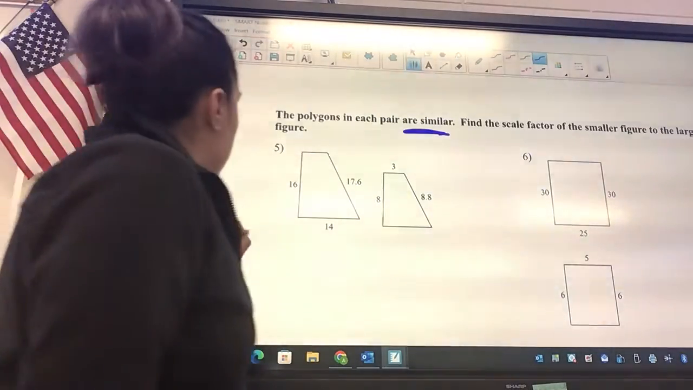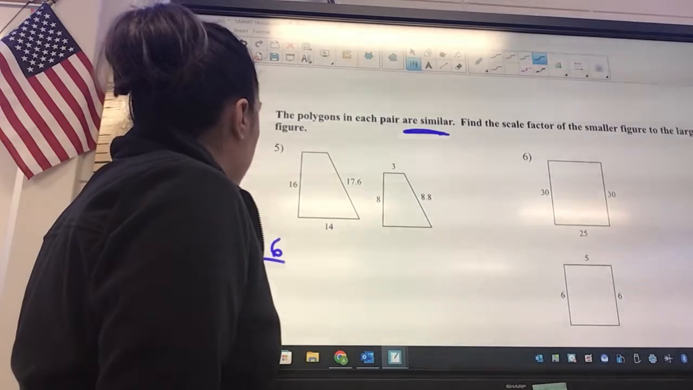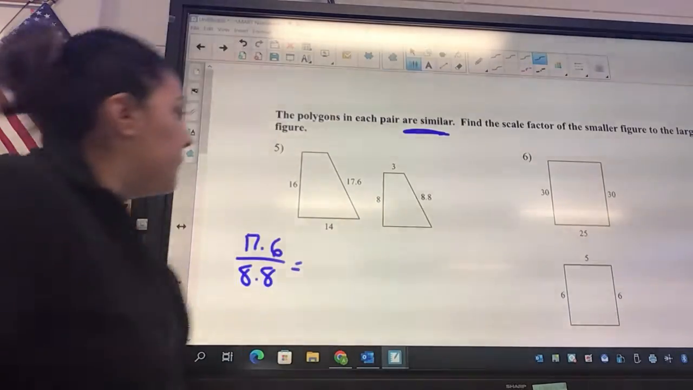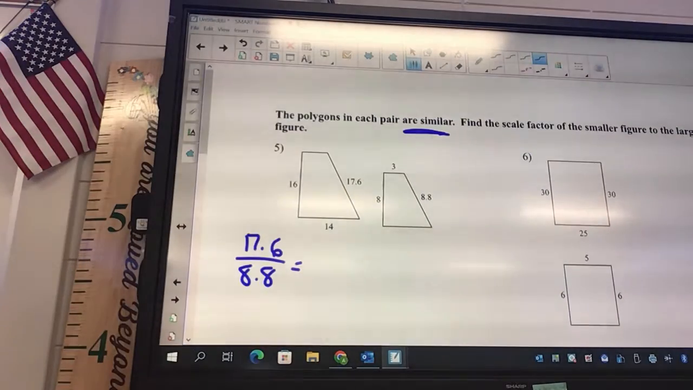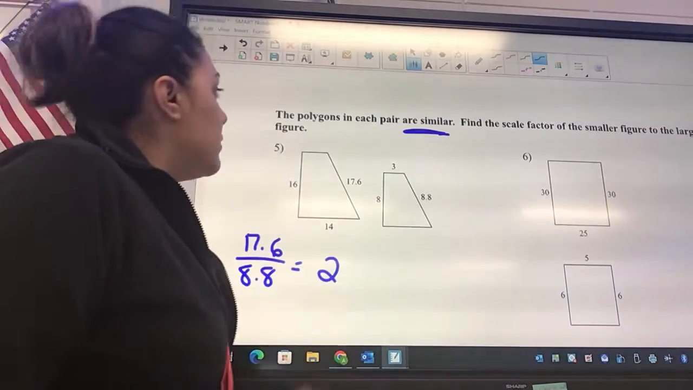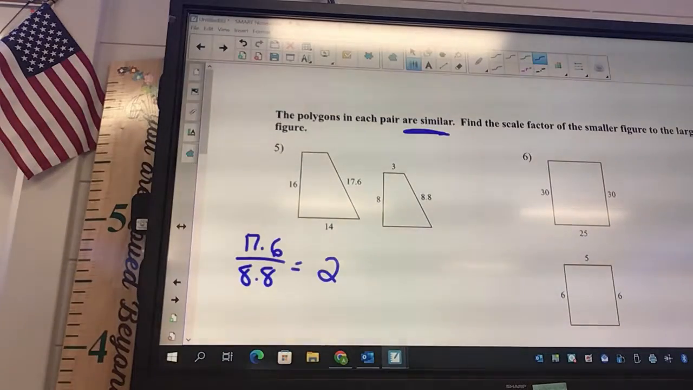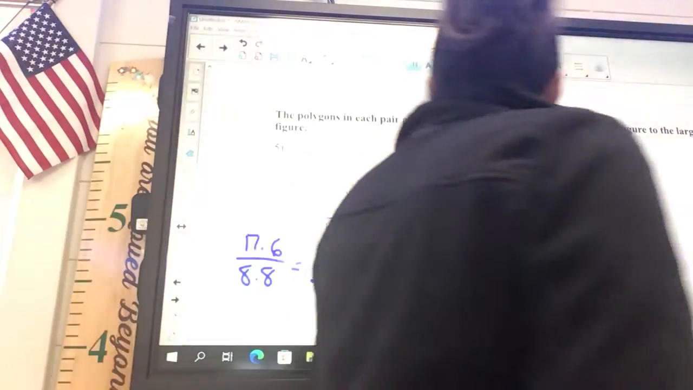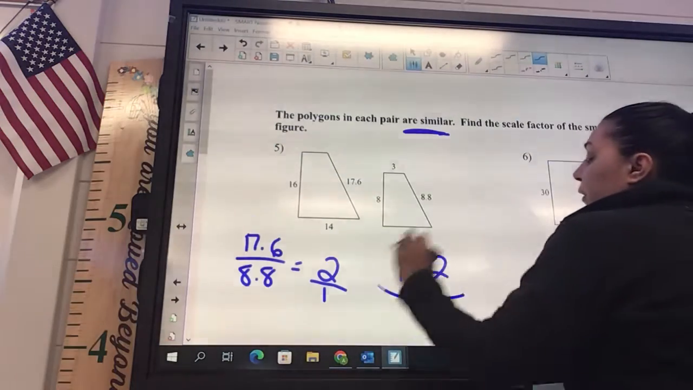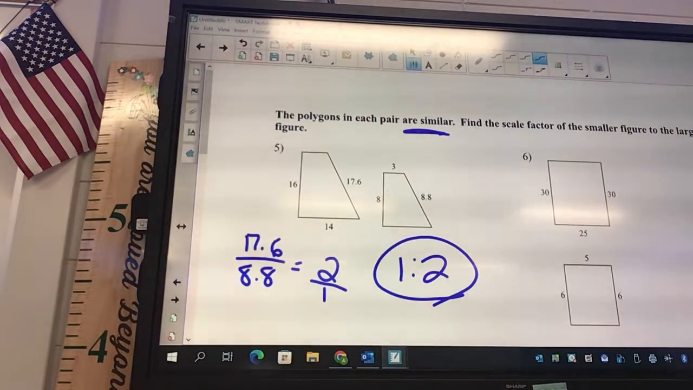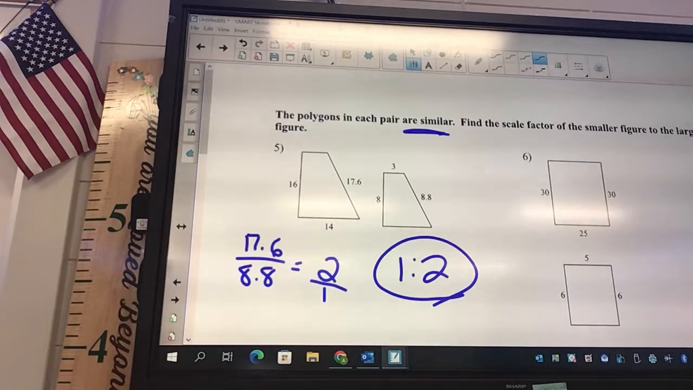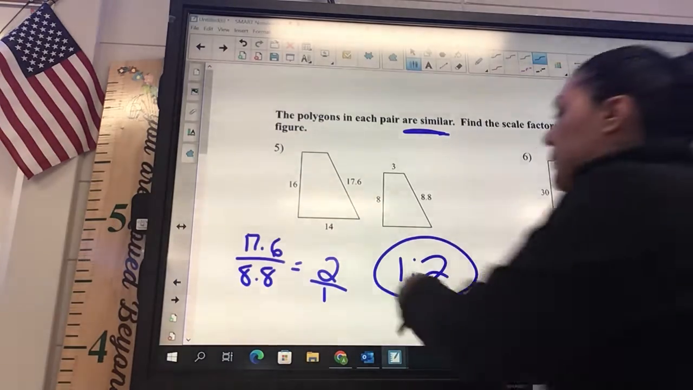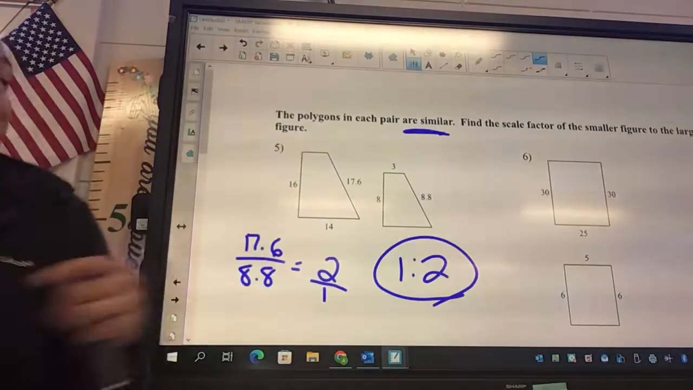17.6 over 8.8. What is that? 2. So our scale factor is what? 1 to 2. Okay, there's really a 1 under here, so it's a 1 to 2 scale factor. They're telling you they're similar. Some of you guys wrote yes and no on your paper. They're similar, we already know that it's a yes. We need to find the scale factor.